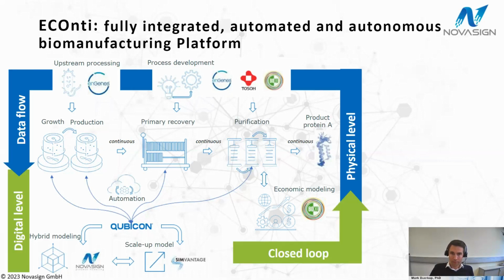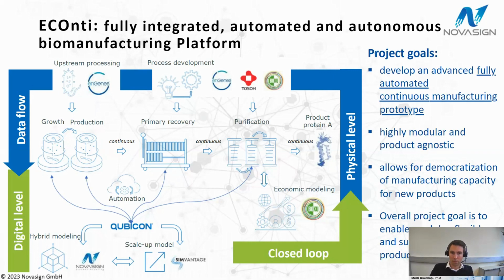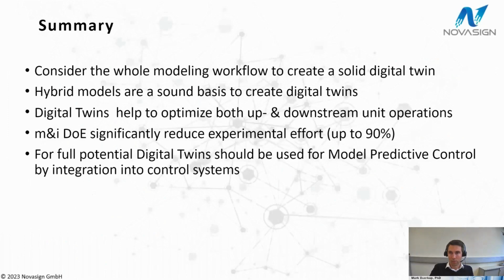So what comes together is the physical world again with the digital world. So we want to digitalize this process, optimize it in silico, digital twin approach, and then go back and use it for control purposes. And this is exactly what is currently happening in this process.